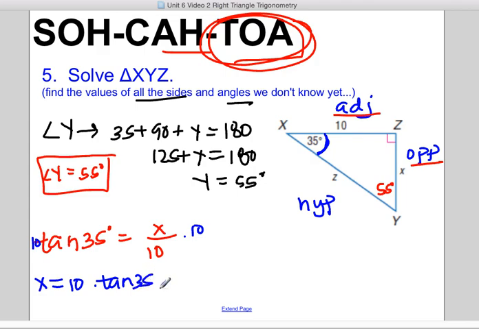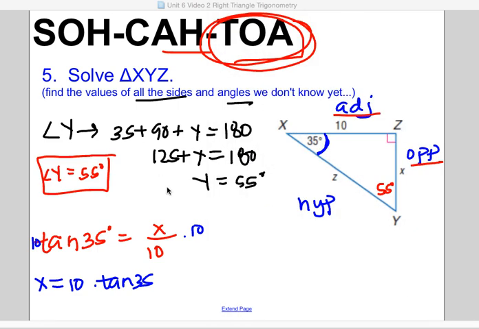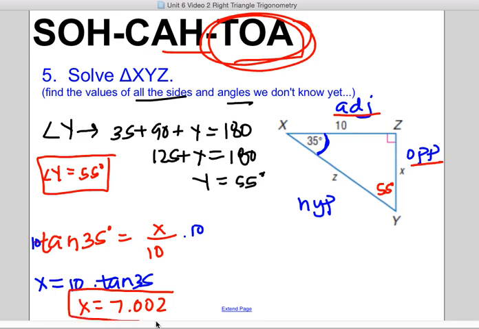And I go ahead and type that in on my calculator. 10 times tangent of 35. We round to 3 decimal places, so here's the 3. This 0 tells me that the 2 stays, so it's 7.002. So x equals 7.002. Okay, there's my x. I have my angle y. The last thing I need to solve for is z.